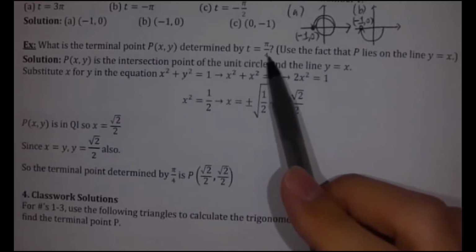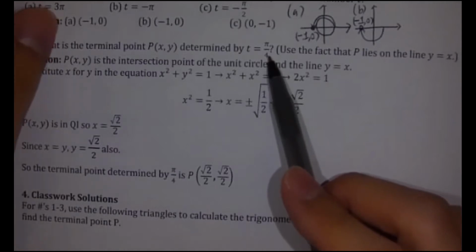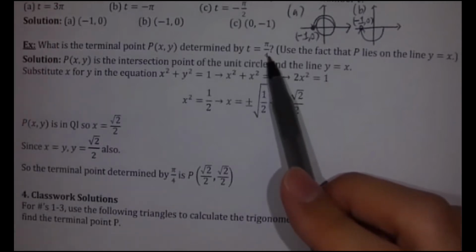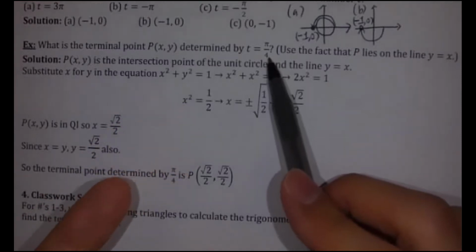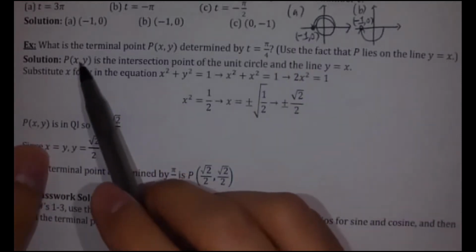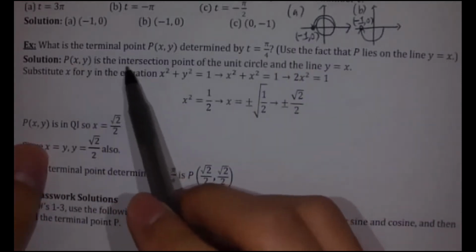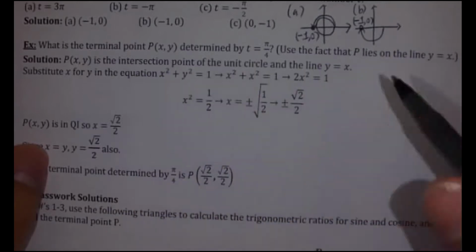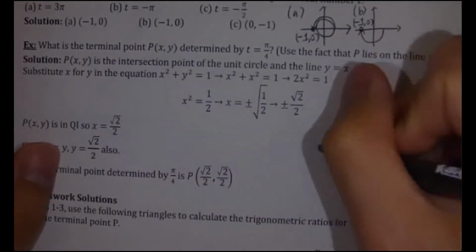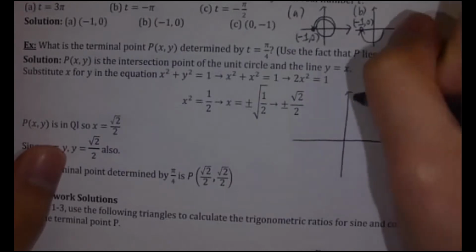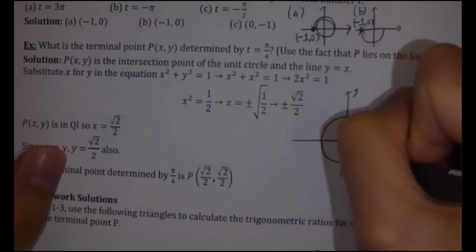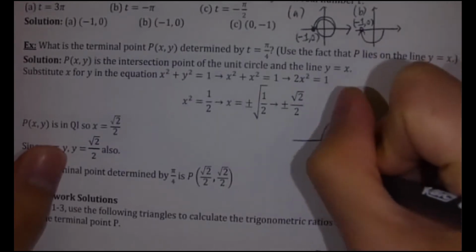So if you're thinking about it, we could actually solve this using the cosine t, sine t note that we saw earlier, right? So we could just evaluate cosine pi/4, sine pi/4 using our calculator, or if you remember it, right? But we're going to solve this algebraically. Okay, so P(x, y) is the intersection point of the unit circle and the line y equals x. Okay, so let me draw that here. So here you have a unit circle, and here you have a line y equals x.